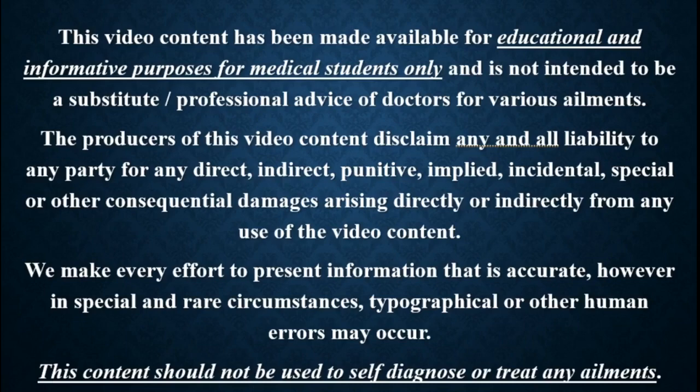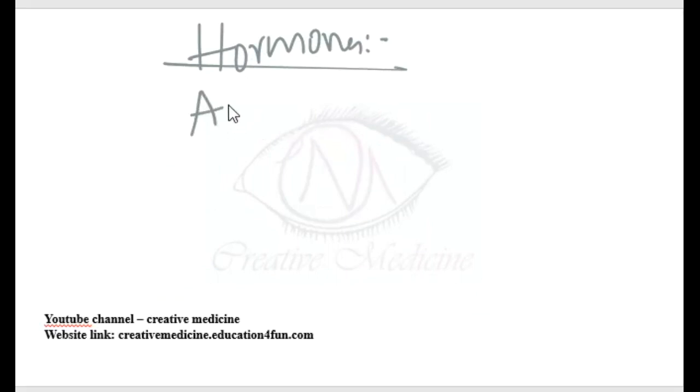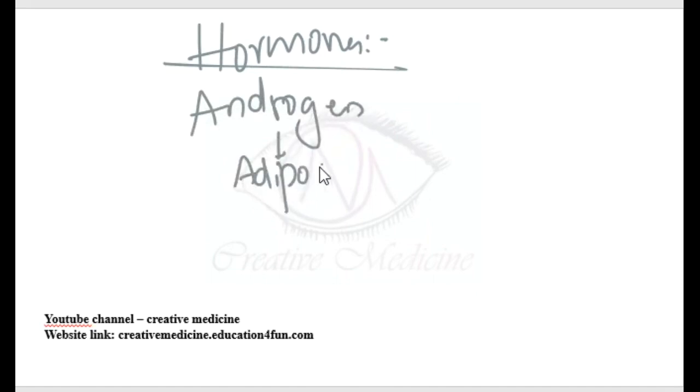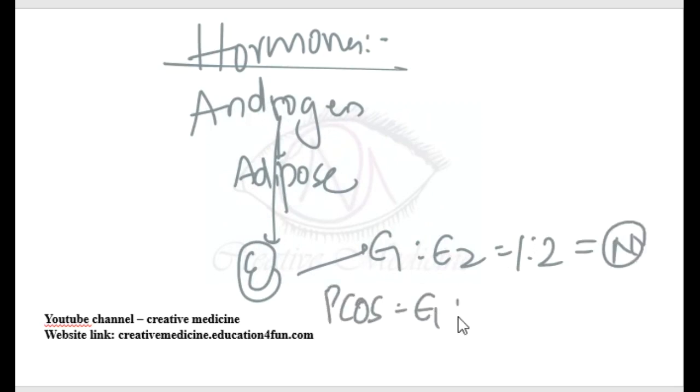In this lecture, we will learn about hormones in polycystic ovarian syndrome. Hormones in polycystic ovarian syndrome include androgens. Androgens, in the presence of adipose tissue, form estrogens. Estrogens can be E1 and E2. The E1 to E2 ratio is normally 1 to 2. But in polycystic ovarian syndrome, the E1 to E2 ratio equals 2 to 1.